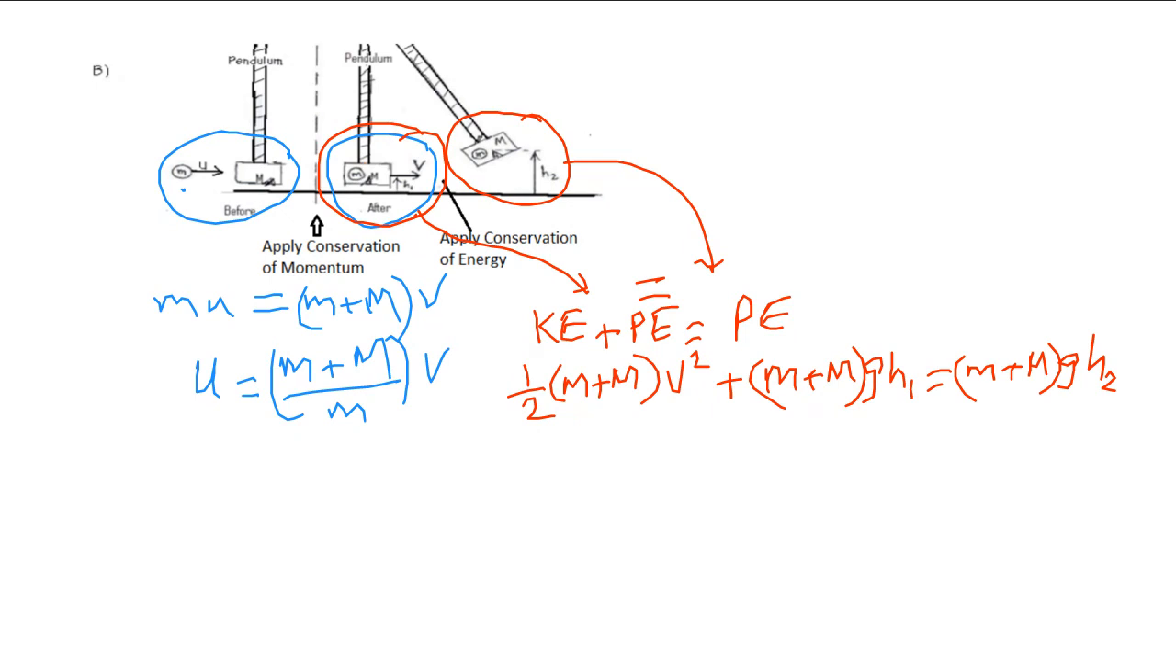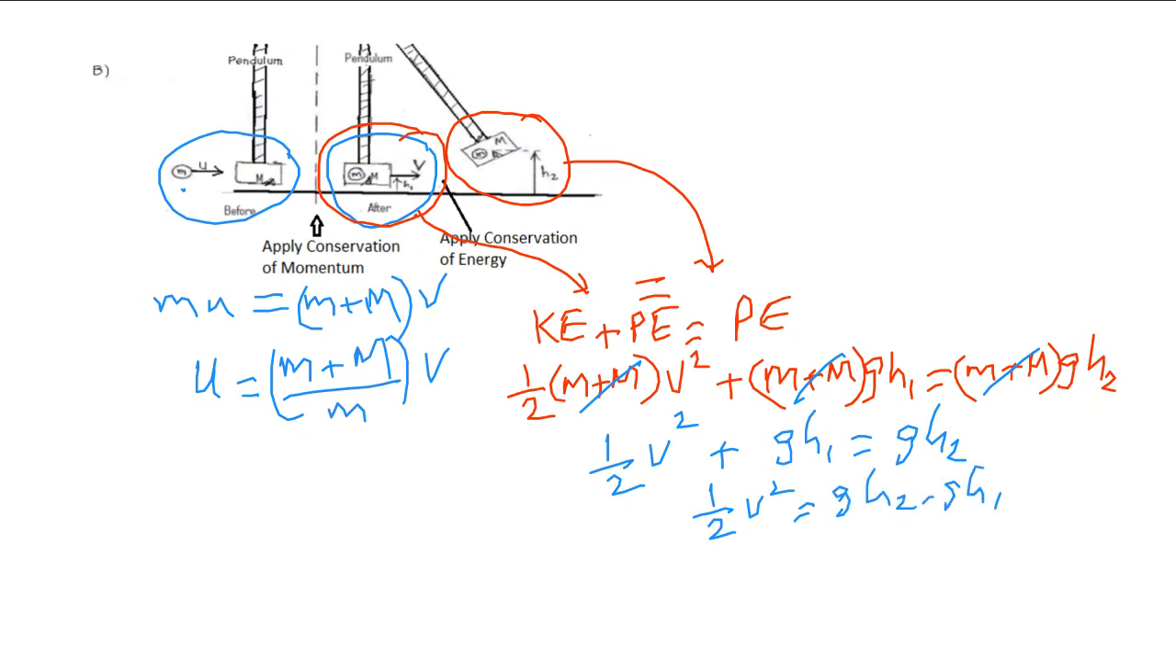Now how do we simplify this? Well, if you look very carefully, the m plus M is common everywhere, so we can cancel that. So let me use a different color for that. So we can cancel this, this, and this. So what's left is 1/2 v squared plus g h1 is equal to g h2. So now I'm going to move my g h1 to the other side. So 1/2 v squared will be equal to g h2 minus g h1.